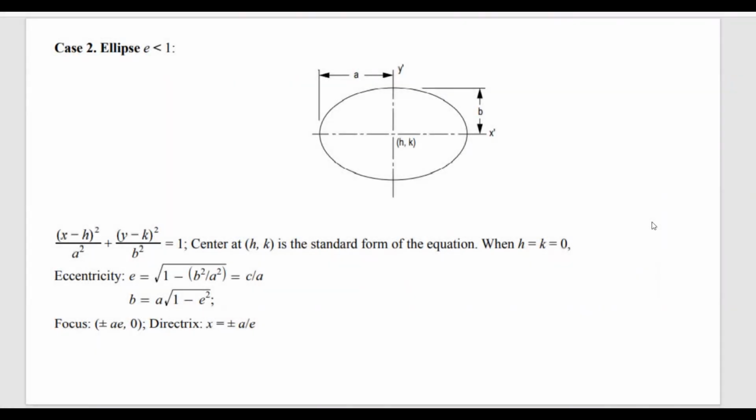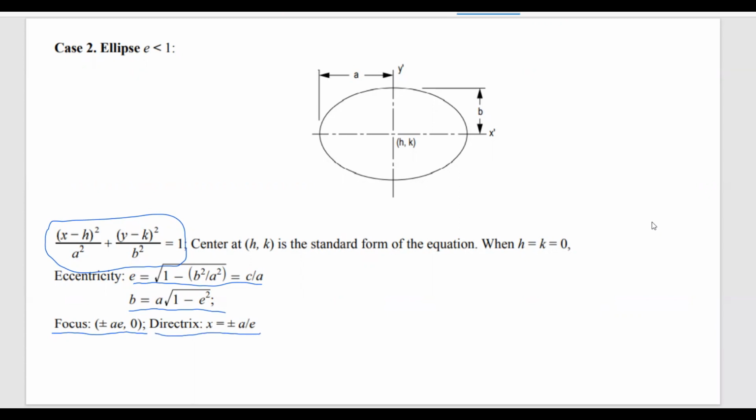This is what you're given in the FE handbook on ellipses. And of course, you're going to have this available on the exam as well. You're given the equation of an ellipse, which is right here. And then you're given a bunch of information on the eccentricity formula, how to calculate B when you have A and E, and then the focus coordinates, and then how much the directrix is.